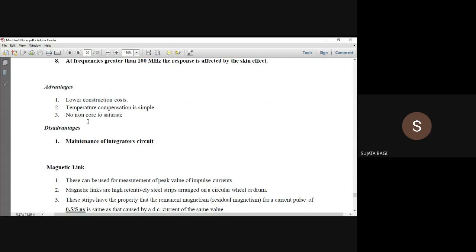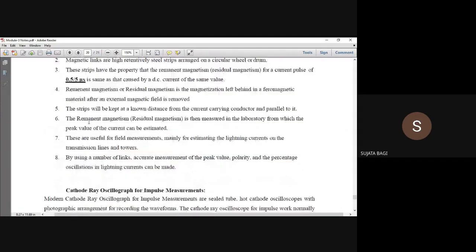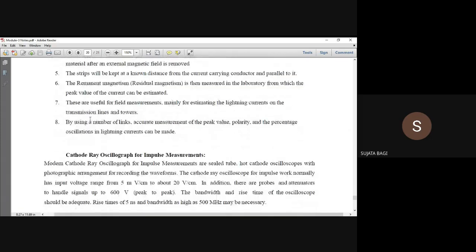Apart from the Rogowski coil, another topic is magnetic links. What are magnetic links and how to measure them? This measurement can be done through the cathode ray oscilloscope, and how exactly the construction of the cathode ray oscilloscope is used for impulse measurement, I'll discuss in the next class. So next class I'll be discussing the CRO, cathode ray oscilloscope. Thank you.